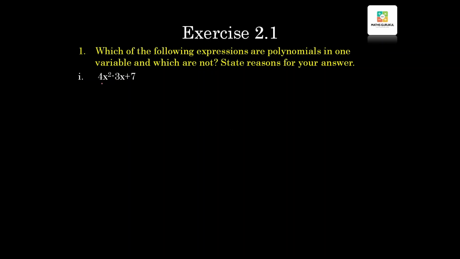We see that the given expression is 4x square minus 3x plus 7, and there is only one variable involved, and that variable is x. Now if we see the exponential power of the variable, we notice that the first exponential power is how much? 2. Now 2 is a whole number, right? In the next term we see that the exponential power is 1. 1 is also a whole number, okay?